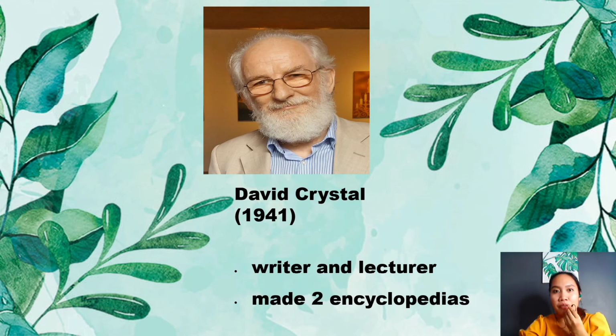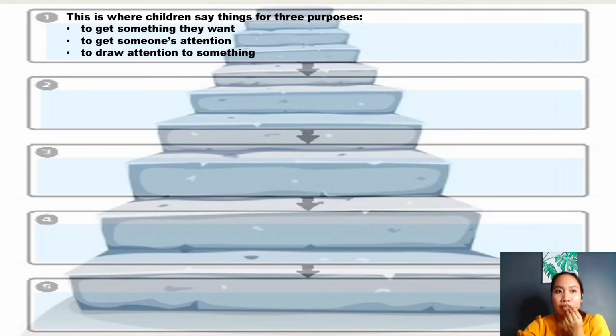Let me start with the first stage. Stage 1. This is where children say things for 3 purposes: to get something they want, to get someone's attention, and to draw attention to something. And then they begin to make basic statements such as daddy, dog. During this stage, children begin naming things with single words and then move on to relating objects with other things, places, and people. For example, their mommy. And they also relate objects with events. For example, bird gone.